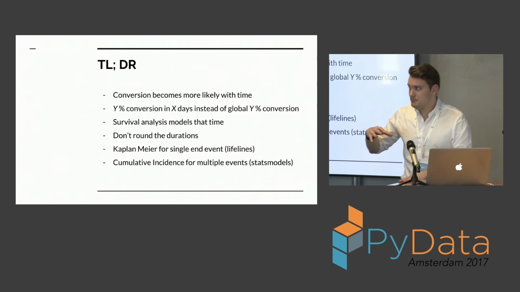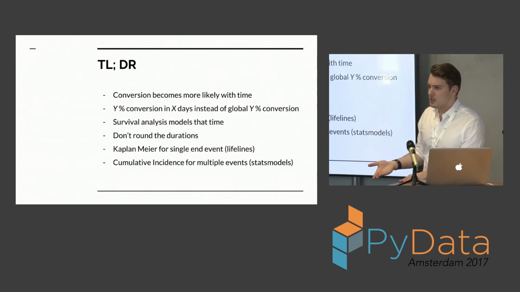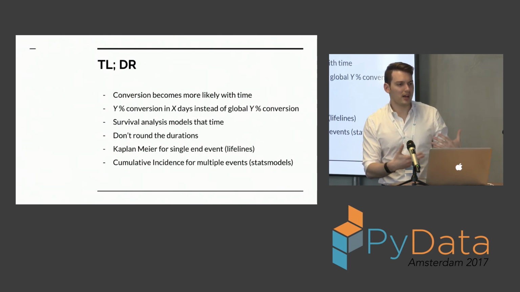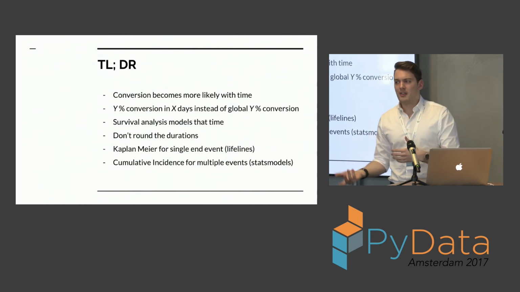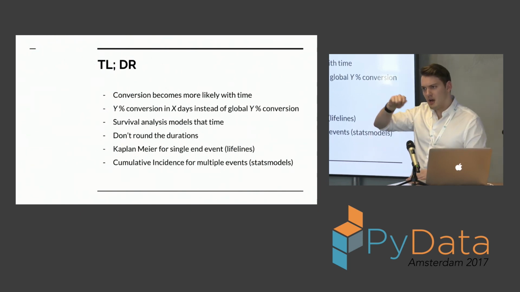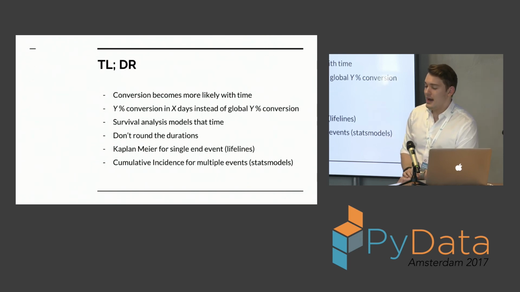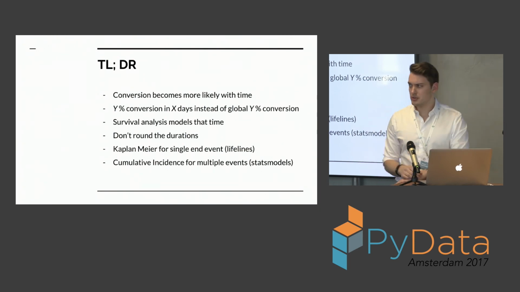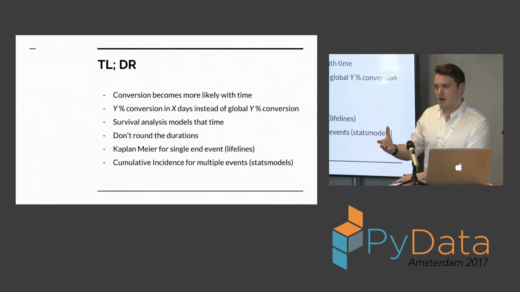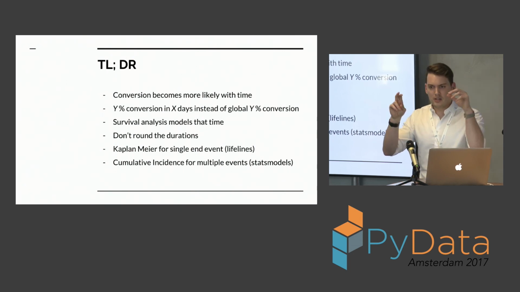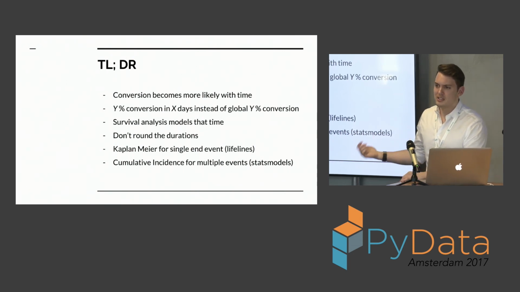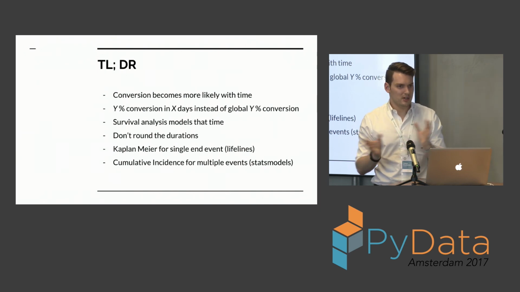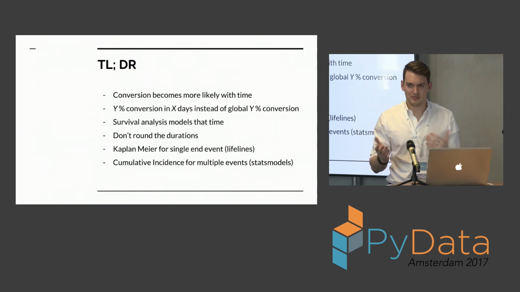So to recap, we've seen that conversion is something that becomes more likely over time. That survival analysis can help you get an estimate of how much it is at each time point. We saw to not round down durations, you want to keep the order of the conversions. To use Kaplan-Meier only for a single end event, and to use cumulative incidence when you have multiple ways to end your life or convert. That's it.